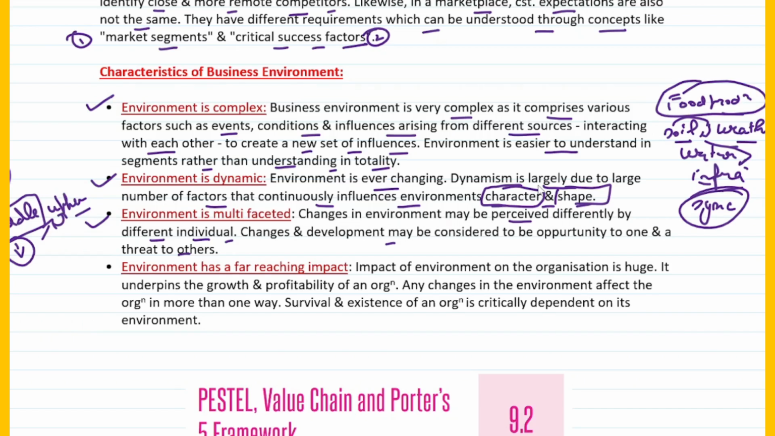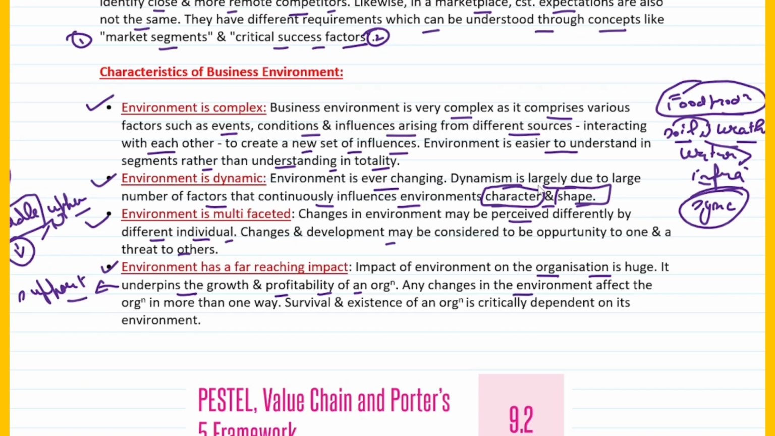Fine. Then finally you have environment has a far reaching impact. Okay. Now impact of environment on the organization is huge. It underpins the growth and profitability of an organization. Underpins means what? Underpins simply means support. So when we talk about environment having a far reaching impact, it simply means it basically supports the growth and profitability of an organization.